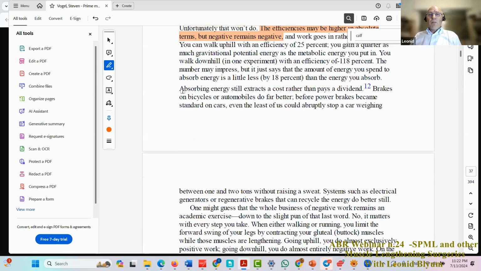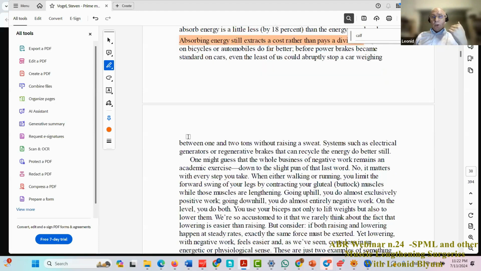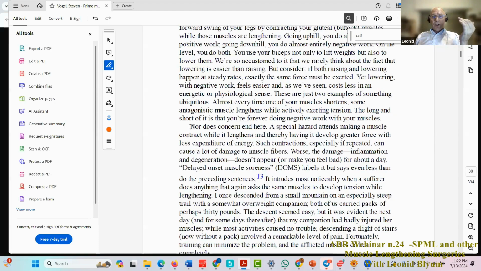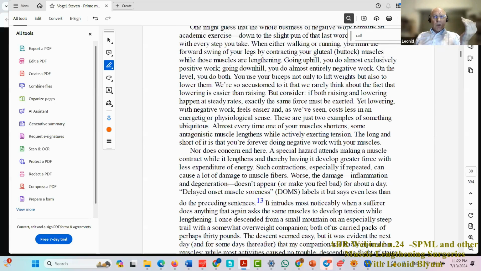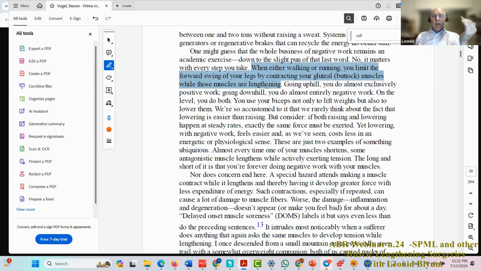And then here comes a key word. Absorbing energy extracts a cost rather than pays a dividend. So you see, this conversation never received a deep enough consideration, because on the one hand, it could be both, right? Because here he then talks about his own experience as well. So, his personal experience. When walking or running, you limit the forward swing of the legs by contracting your gluteal buttocks muscles whilst those muscles are lengthening. So that's negative work. Going uphill, you do almost exclusively positive work. Going downhill, you almost entirely do negative work.